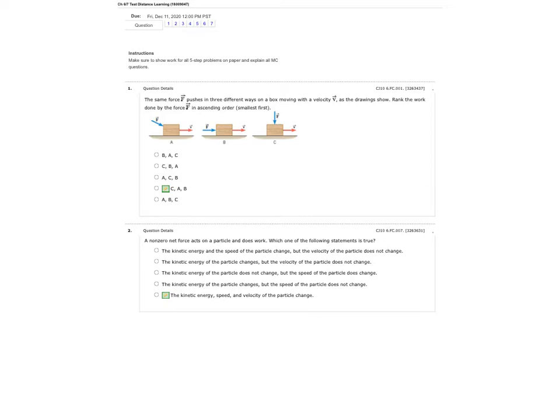The same force pushes in 3 different ways on a box, moving at a constant velocity as the drawings show. Rank the work done by the force F in ascending order. So the smallest one is C because it's perpendicular, right? So C is perpendicular to V, so therefore that means that the work is equal to 0.